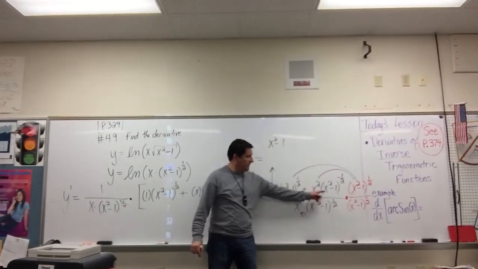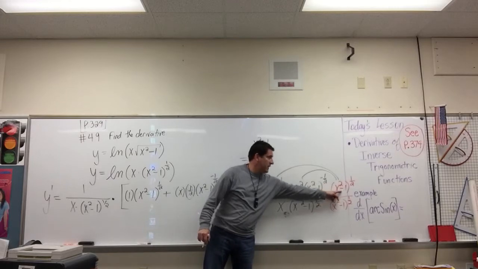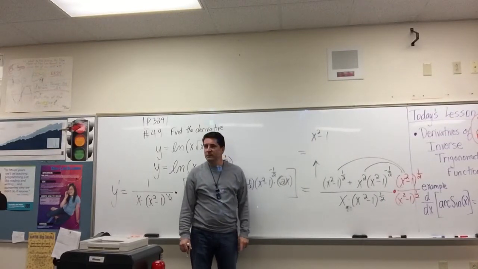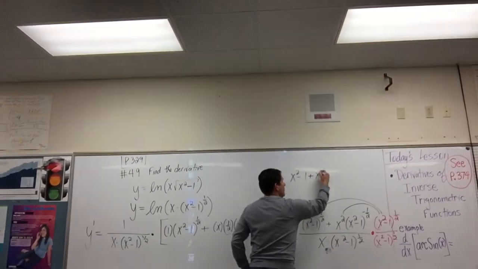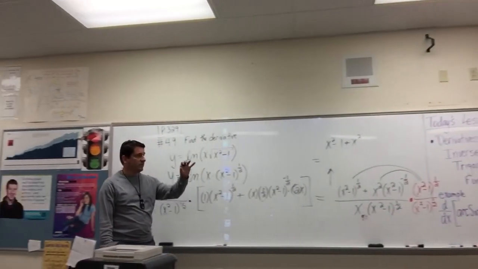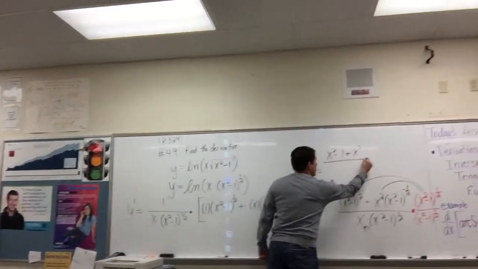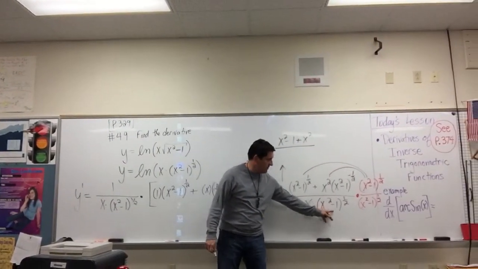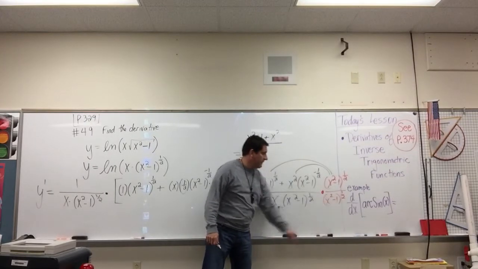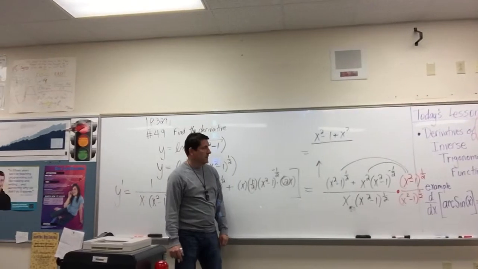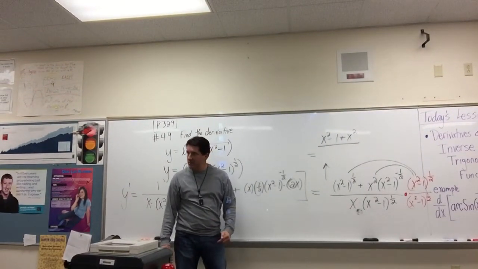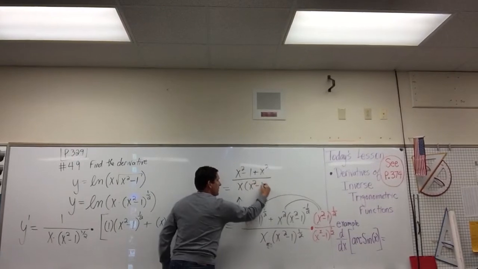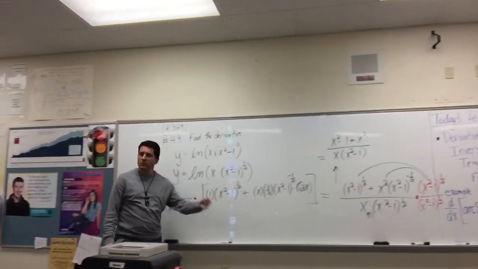Then x squared times x squared minus 1 to the negative 1/2 times x squared minus 1 to the positive 1/2 is just x squared, because that thing in the parentheses becomes quantity to the 0 power. Then in the bottom, we're just multiplying x times x squared minus 1 to the 1/2 times x squared minus 1 to the 1/2, which gives you x times x squared minus 1 to the first power, because 1/2 plus 1/2 is 1.